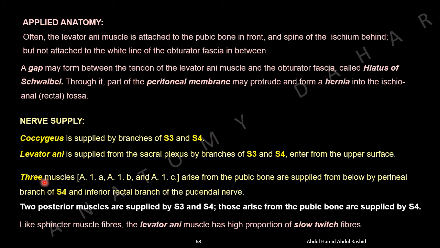Those three muscles attach to the pubic bone, that is A1A, A1B, and A1C. Those that arise from the pubic bone are supplied from below by the perineal branch of sacral 4 and the inferior rectal branch of the pudendal nerve. Therefore, the two posterior muscles receive from sacral 4 and sacral 3, but those that arise from the pubic bone receive from sacral 4 only. Like sphincter muscle fibers, the levator ani muscle has a high proportion of slow twitch fibers.